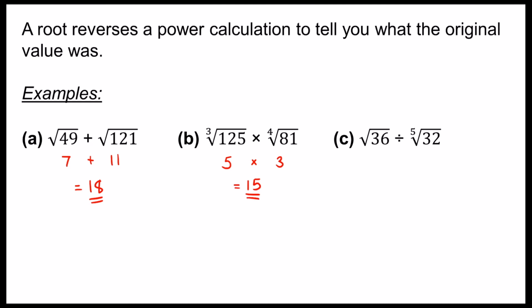In my final example, I'm asked to work out the square root of 36 divided by the 5th root of 32. I know that 6 squared is 36, and I know that the 5th root of 32 is going to be 2, because 2 to the power of 5 gives me 32. Therefore 6 divided by 2 gives me my final answer, which is 3.